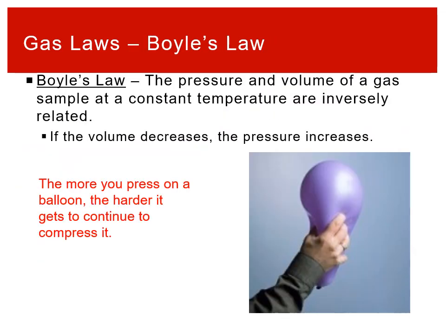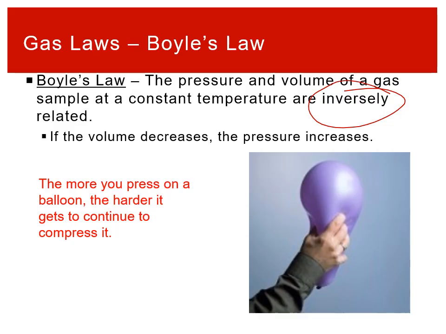All right, Boyle's law then tells us that the pressure and volume of a gas sample at a constant temperature are inversely related. So if the volume decreases, the pressure increases. One of the things we can see is that this is different than we saw before with Charles's law. Now we're dealing with an inverse relationship. So these variables change in opposite directions. One goes up, the other goes down.